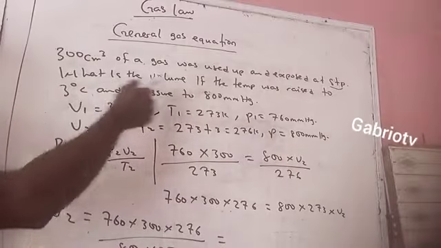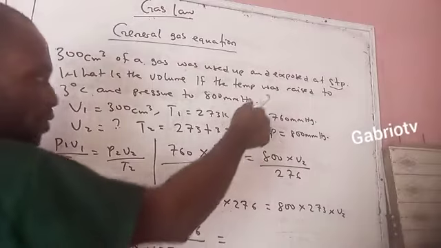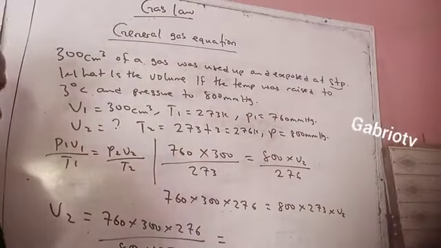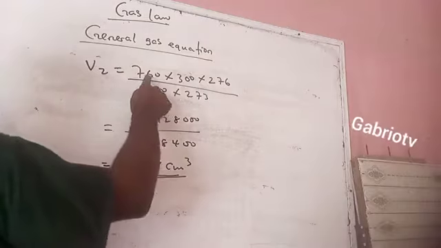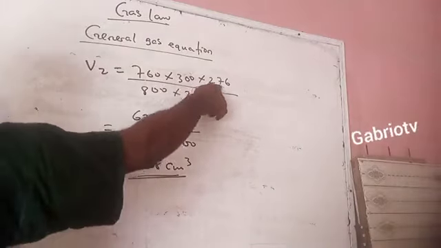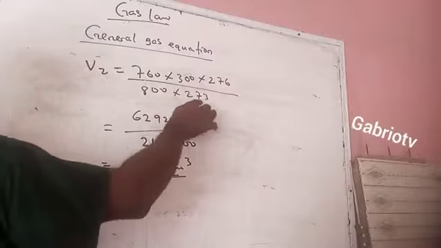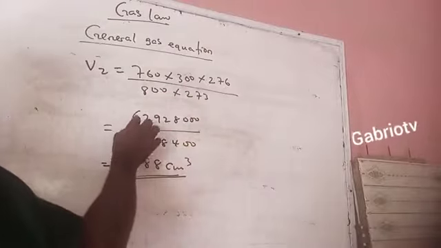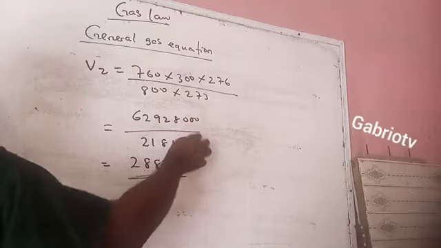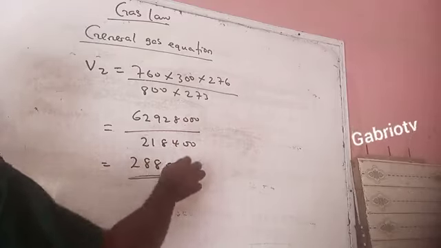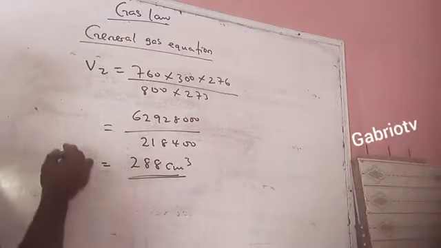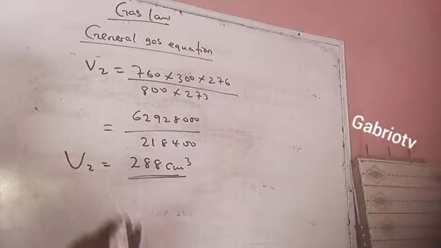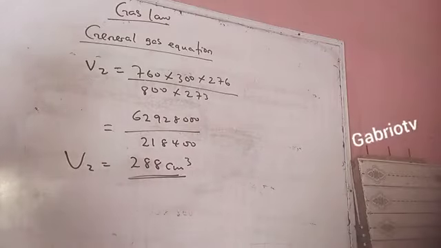So this is the question at STP as well. Mind you, I've explained the one at STP. So let us calculate this, cross multiplying. We have 760 times 300 times this over 800 times 273. So we have 62928,000 over 218,400. So our answer is 288 cm3. That's our V2. So that is that about the STP.